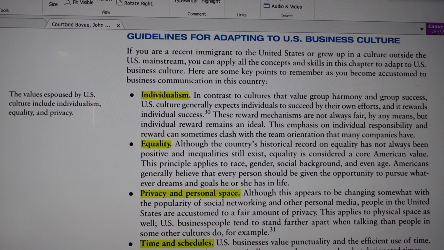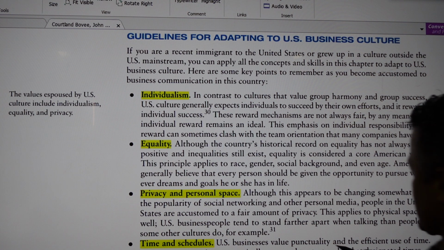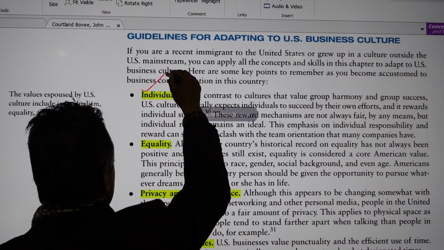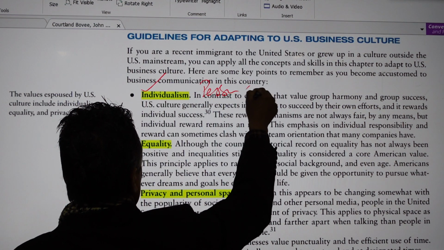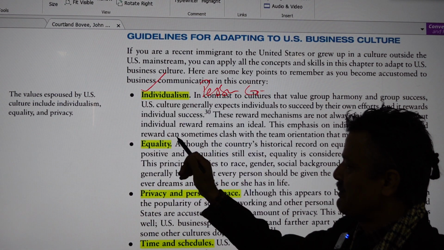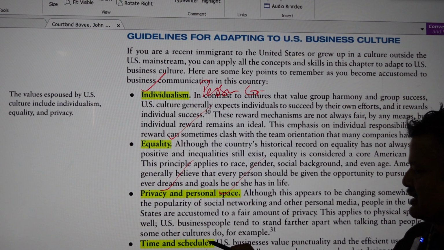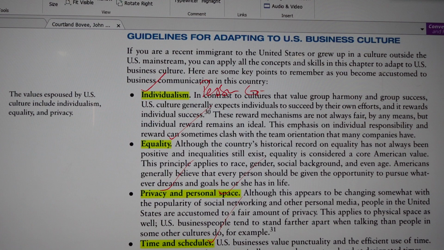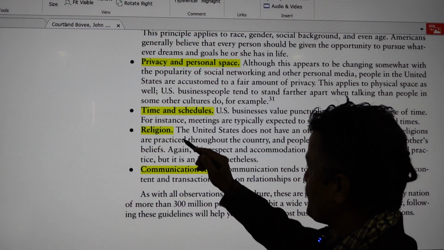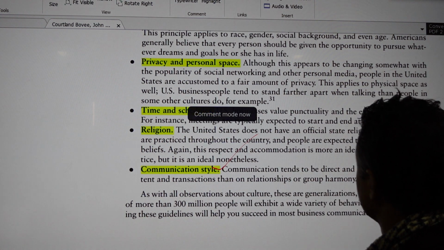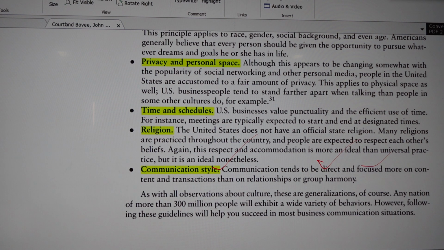If you go to America, understand that American people are highly individualistic. The person is more important there than the group. They believe in equality. They believe in privacy and personal space. They believe in time according to clock. Follow clock time. Minute, second is valuable. Americans believe in religious freedom, right? And they believe in direct and focused communication style. If you go to America, follow these things.